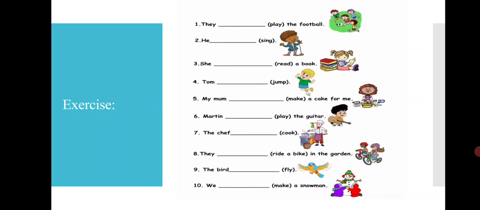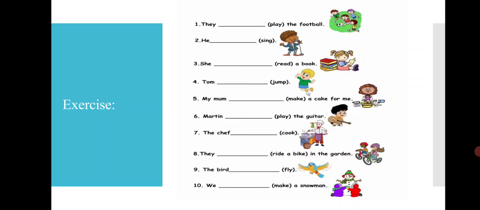The fourth example is Tom jumps. Tom jumps is an example for simple present tense. Tom is jumping is an example for continuous tense. Tom has jumped. The participle form of jump is jumped. Tom has jumped is an example for perfect tense. Tom has been jumping is an example for perfect continuous tense.